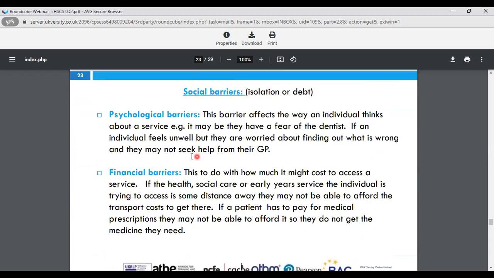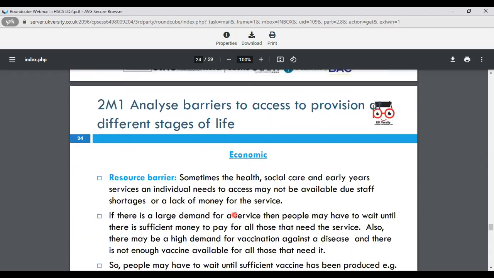Then there are social barriers. So you have psychological barriers. This affects the way an individual thinks about the service. They may have fear of the dentist, they fear the GP also, they may have fears of the psychiatrist also, or the psychologist. So that is a psychological barrier. Financial barriers may be there. You might find that your system is costly. So it might be transportation that you're accessing. There are people who have to pay for their medical prescriptions and they are on long-term medication. That also could create a financial barrier for them.